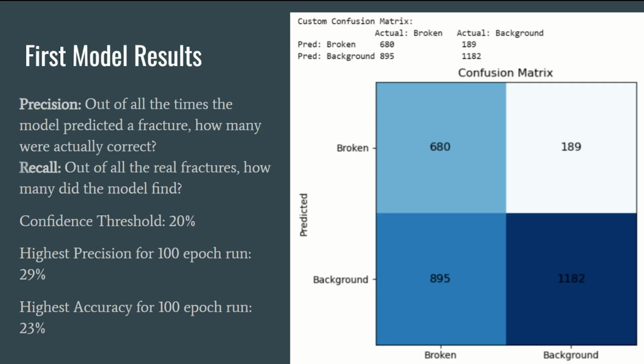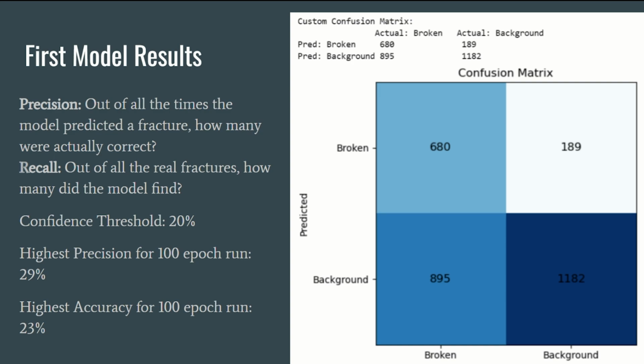I will now go over our results. Here are the results for our first model. From our confusion matrix, we correctly predicted 680 fractures, which are our true positives, and correctly identified 1,182 non-fractures, which are our true negatives. However, we mistakenly predicted 189 unbroken vertebrae as broken, which is false positive, and more importantly, we missed 895 actual fractures, labeling them as unbroken, which is considered false negative.